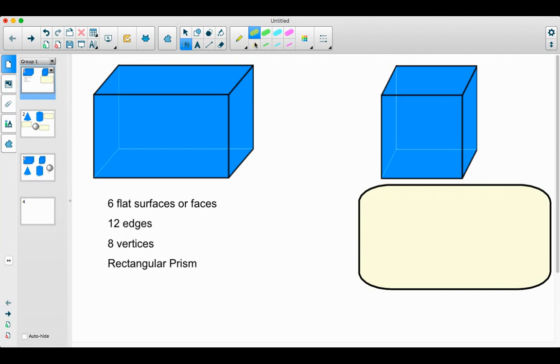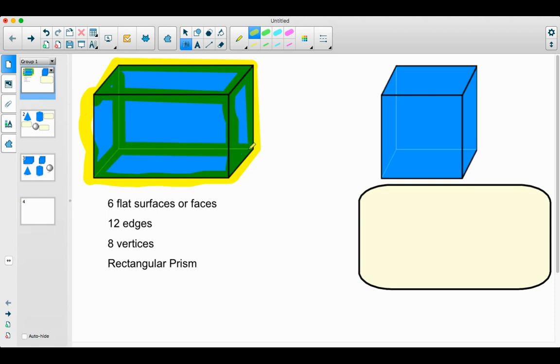I have 12 edges. 1, 2, 3, 4, 5, 6, 7, 8, 9, 10, 11, and 12. And I have 8 vertices in this shape.